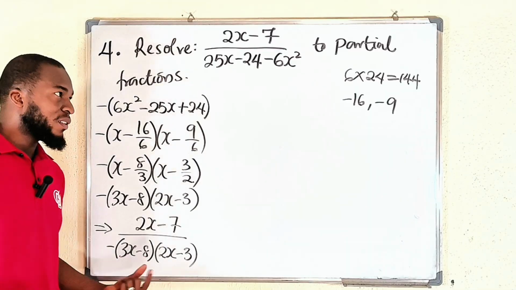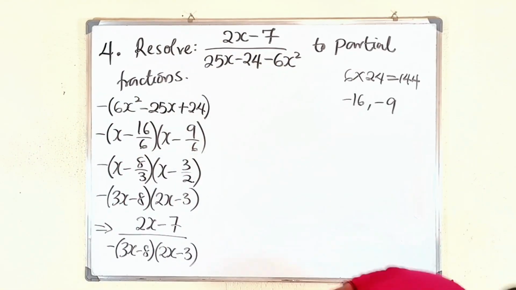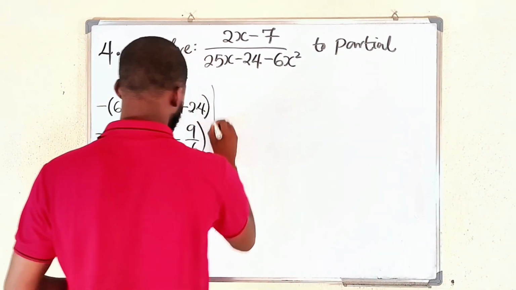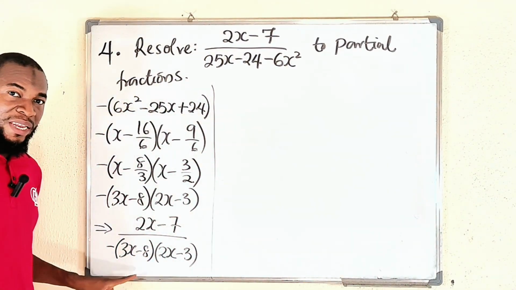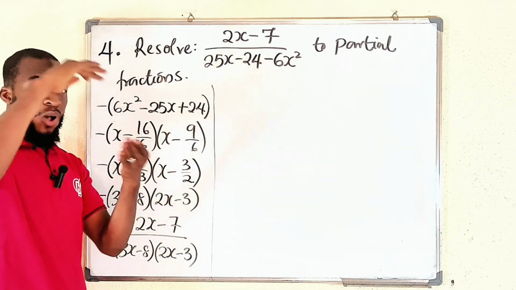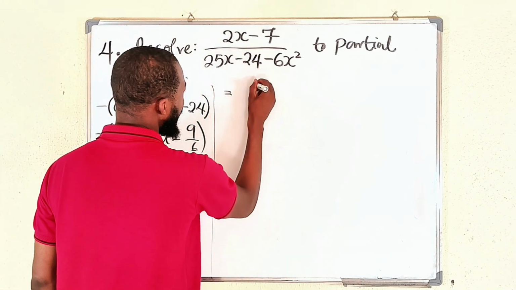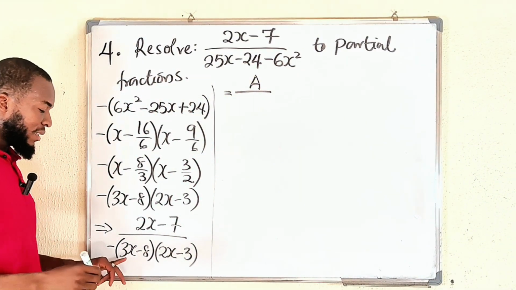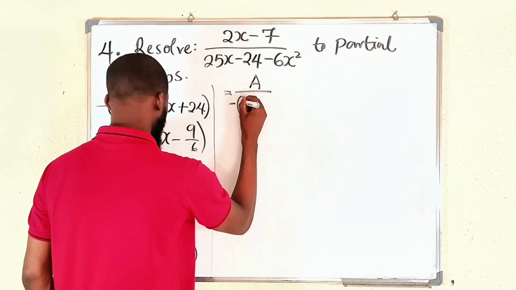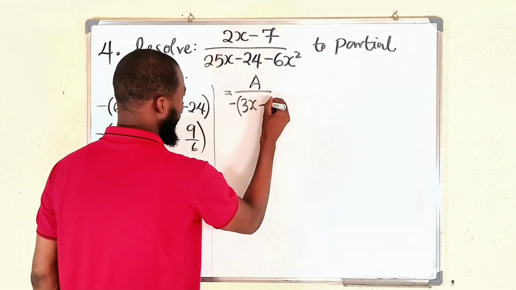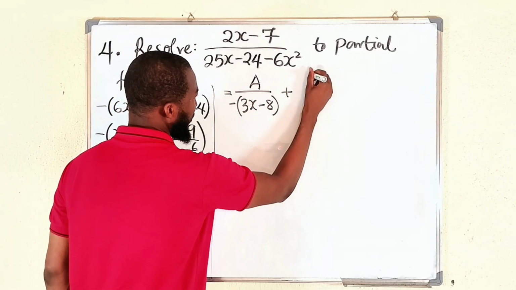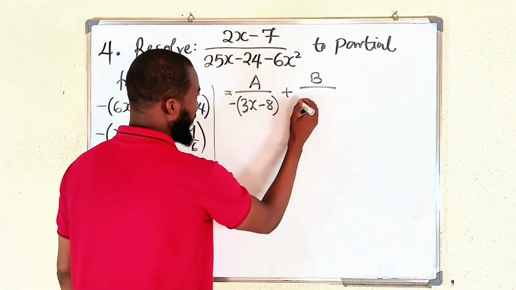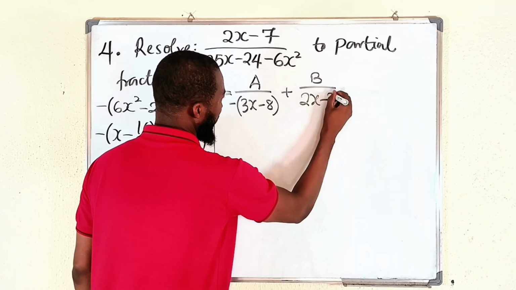So how can we resolve this into partial fractions? All right, let me show you the next step. We have linear factors, so we're going to have constants at the top. This is equal to a certain constant A divided by the first factor, which is negative 3x minus 8, plus another constant B divided by the second factor, which is 2x minus 3.